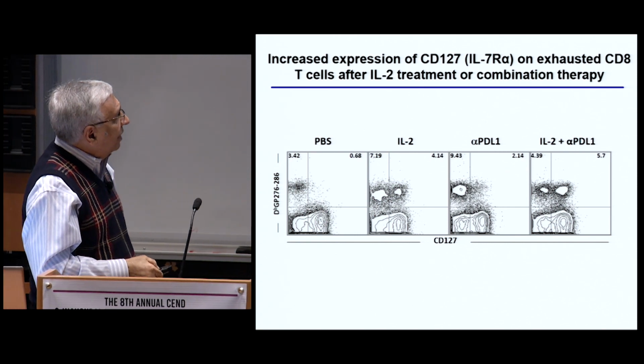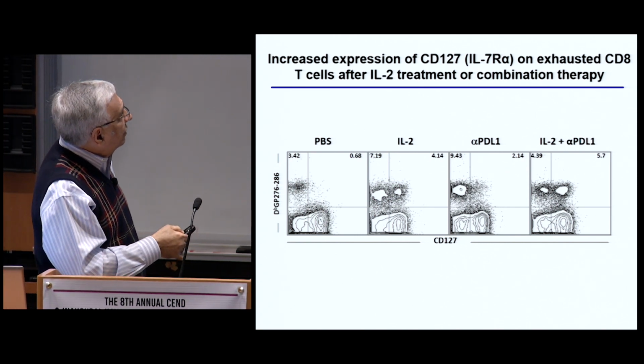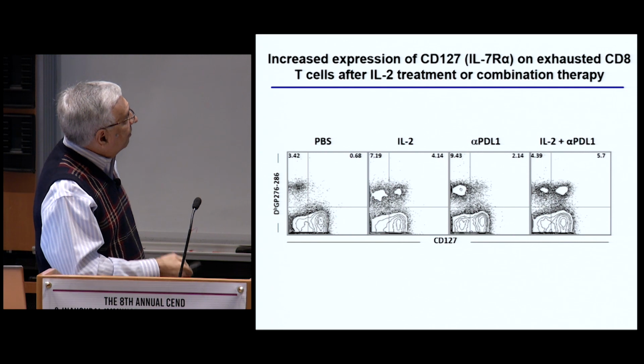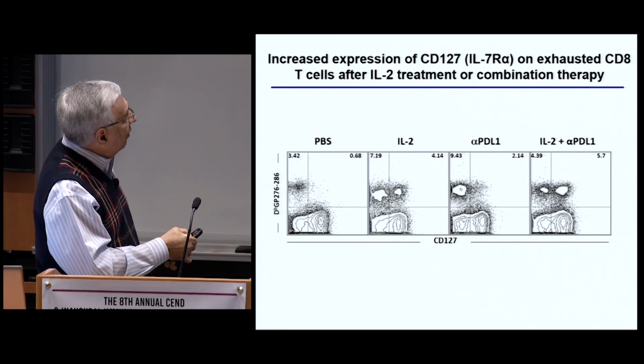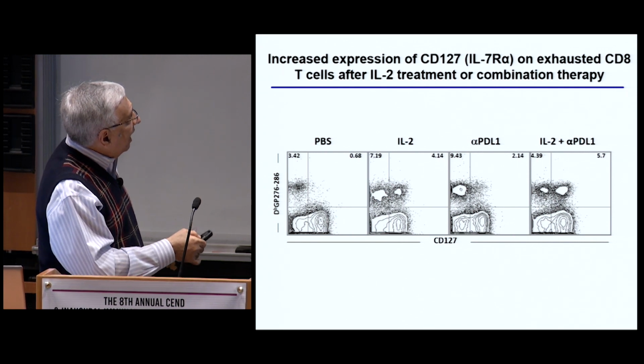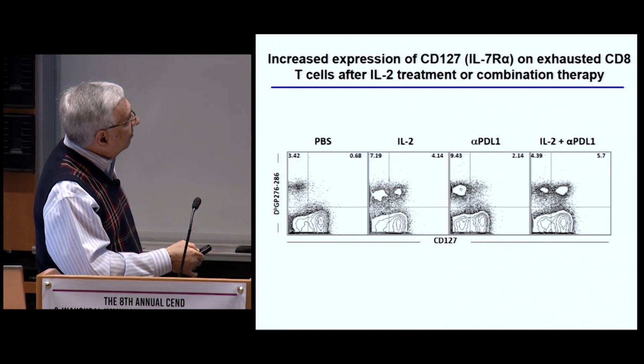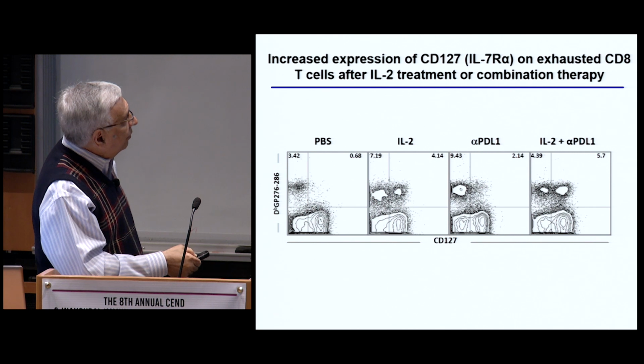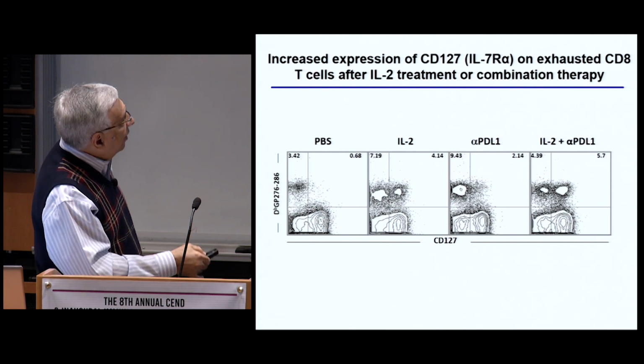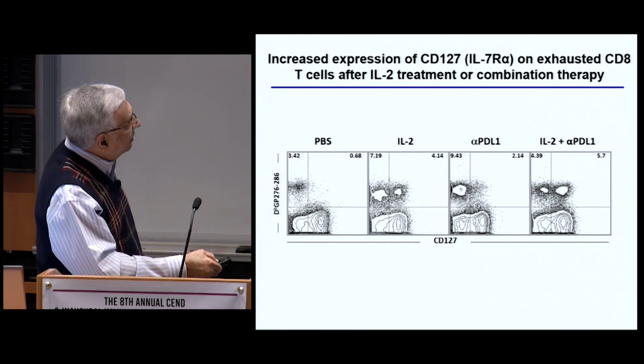IL-7 signature expression, here are the exhausted cells, and they express very low levels of CD127. In fact, all of them are sitting over here. After IL-2 treatment alone, now you have a subset that expresses CD127. Anti-PD-L1 alone, even though these cells are more functional by the criteria, no CD127. That is, this looks exactly like this, okay? And this is the combination.